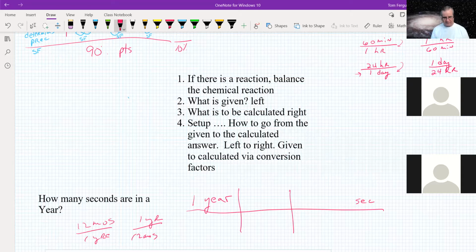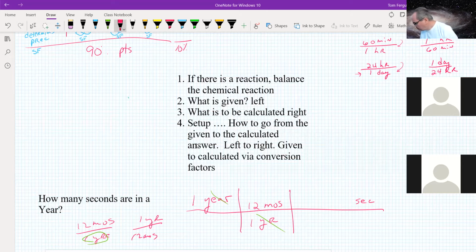So you always have a fraction. The idea, though, is we want the year to cancel. That means the year has to be on the bottom. Okay, so now we're in months. Now, do we have a conversion factor to go from months to seconds? No. So now we need to go to, and here we can go one of 2 ways. We can talk about weeks in a month or days in a month.